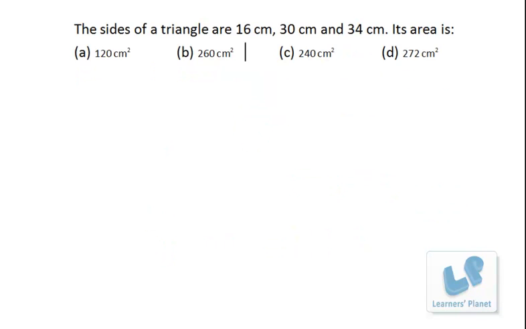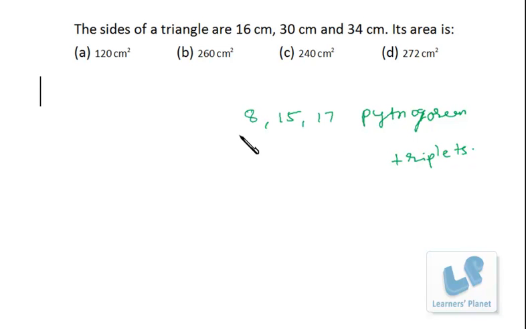Now further we have to find out the area of a triangle. Sides are 16, 30 and 34. Friends, I would request you to recall that half of them is 8, 15 and 17, and these are Pythagorean triplets. That means these are the lengths of a right angle triangle.